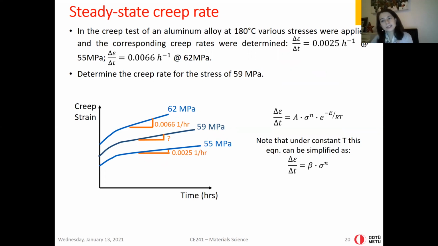We know that at steady state, the creep rate can be estimated with this particular formula where A and n are material constants. And because we are using constant temperature, this formula can be simplified a little bit, because A doesn't change, temperature doesn't change, and E and R are constants. So basically, it can be written as beta times stress to the power n. So try to solve it yourself before continuing, please.